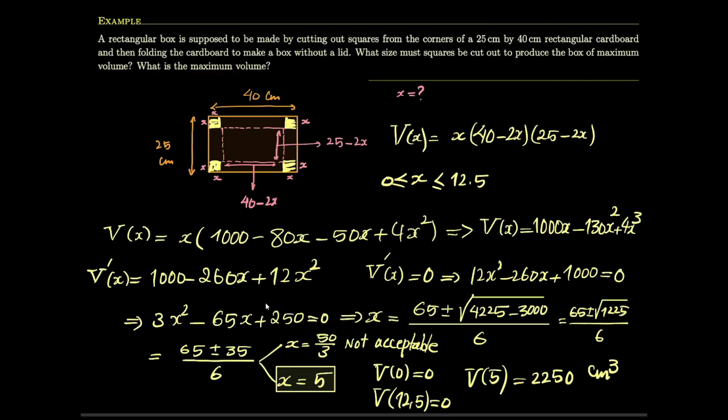But how should I achieve the maximum possible volume? By cutting 5 centimeters from each side. By the way, it's a very nice problem because you use mathematics to solve that problem. It was not easy to guess. We should cut 5 centimeters. Yes? Okay, any questions?